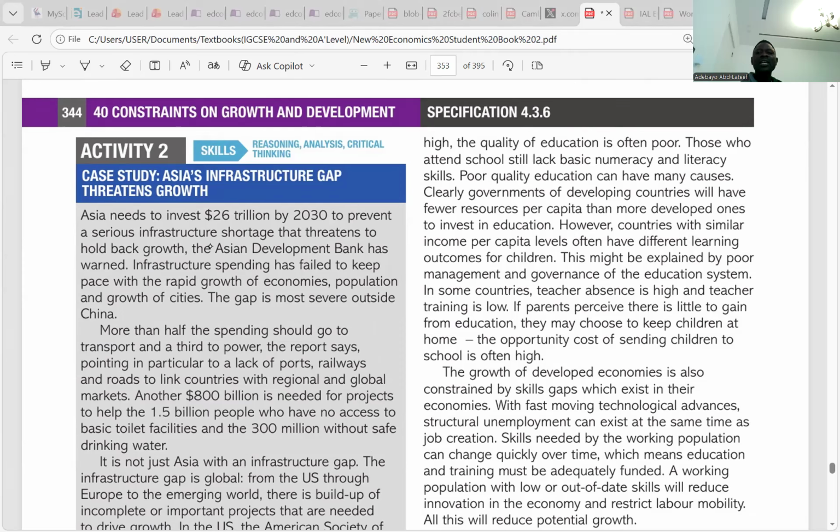In some countries, teacher absence is high and teacher training is low. If parents perceive that there is little to gain from education, they may choose to keep children at home. The opportunity cost of sending children to school is often high. The school system can also be a reason why an economy ceases to develop or grow.